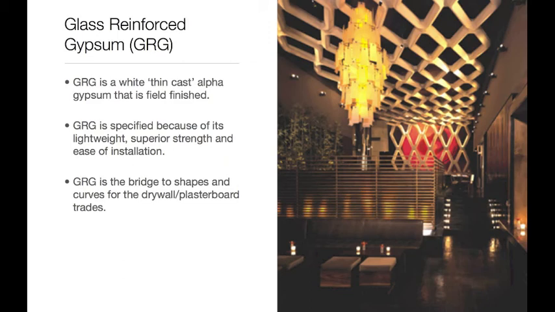Glass-reinforced gypsum is a white, thin-cast alpha gypsum that is field finished. GRG is specified because of its lightweight, superior strength, and ease of installation. GRG is the bridge to shapes and curves for the drywall plasterboard trades.